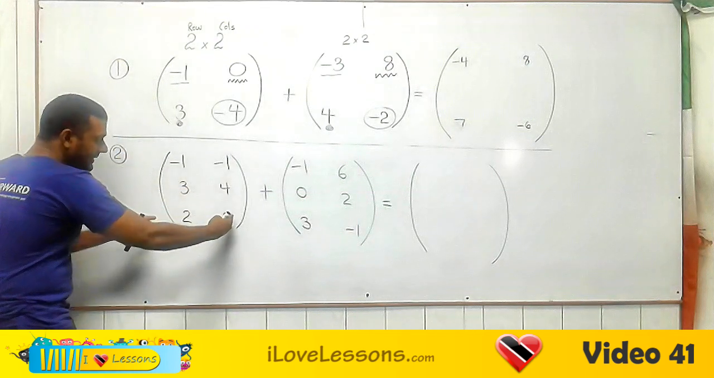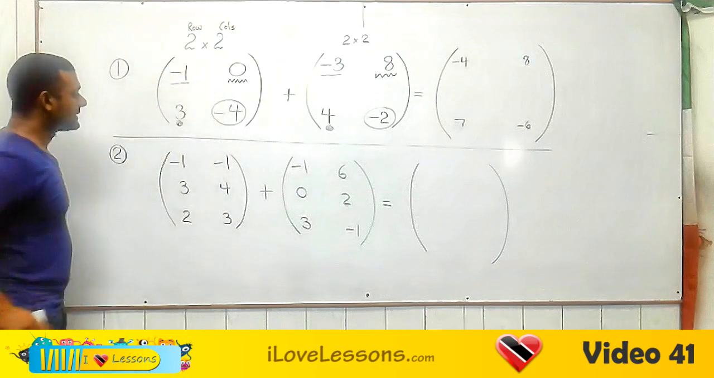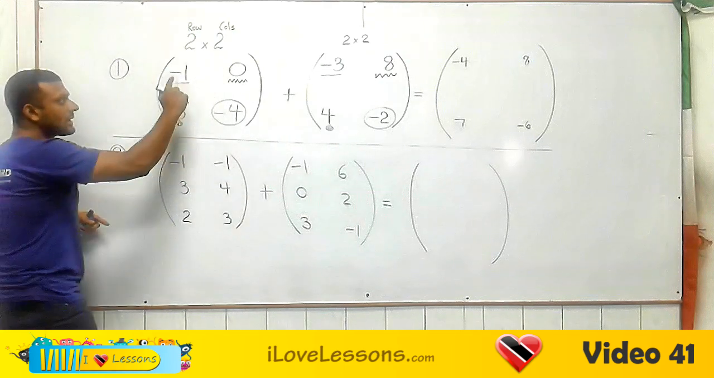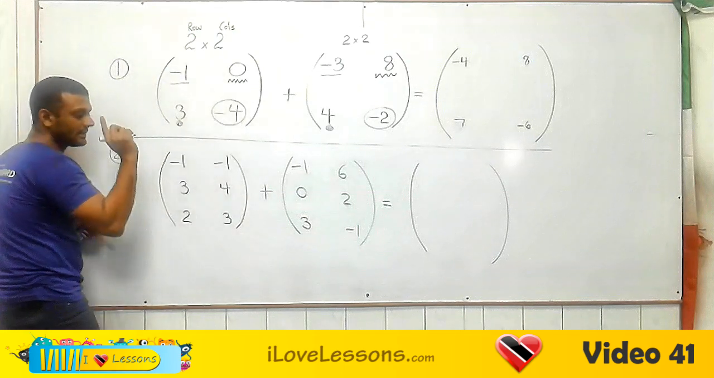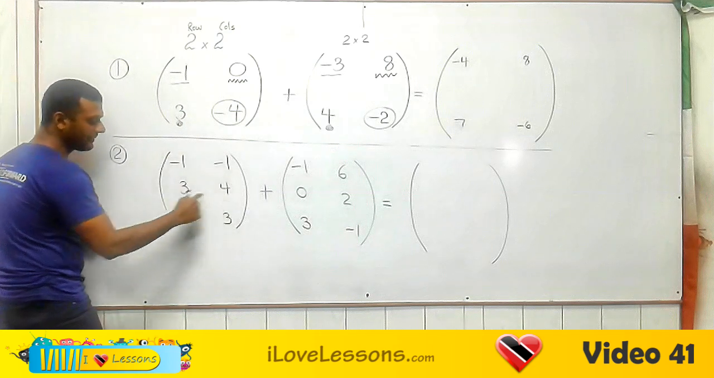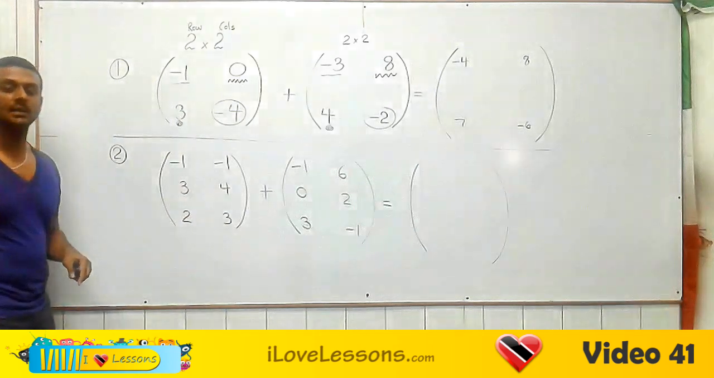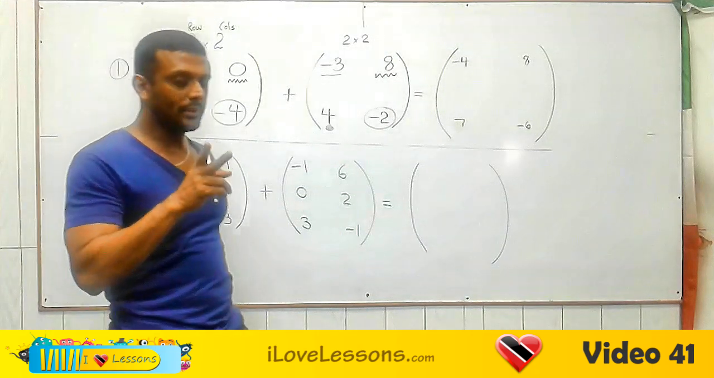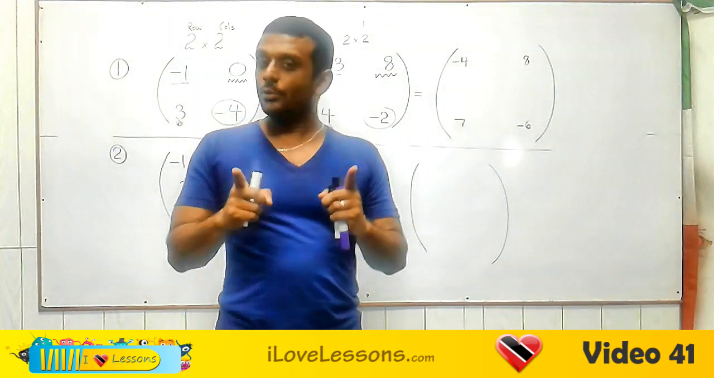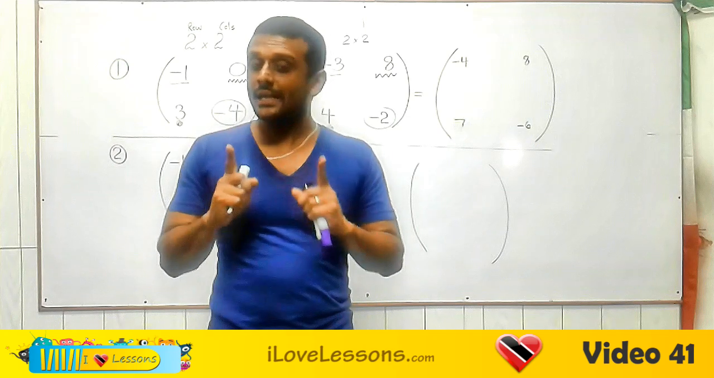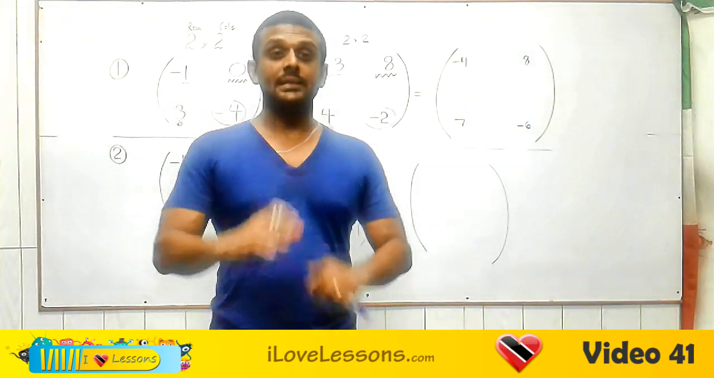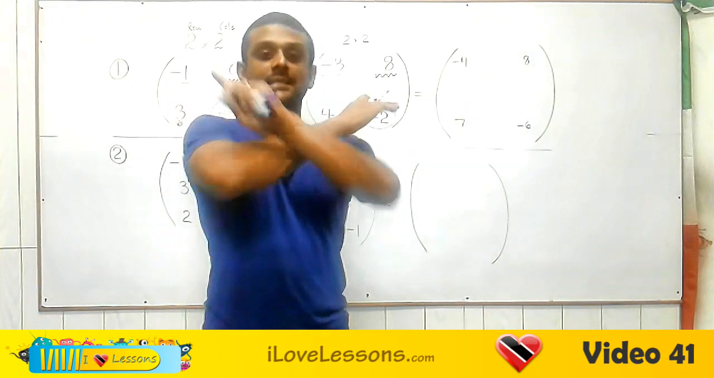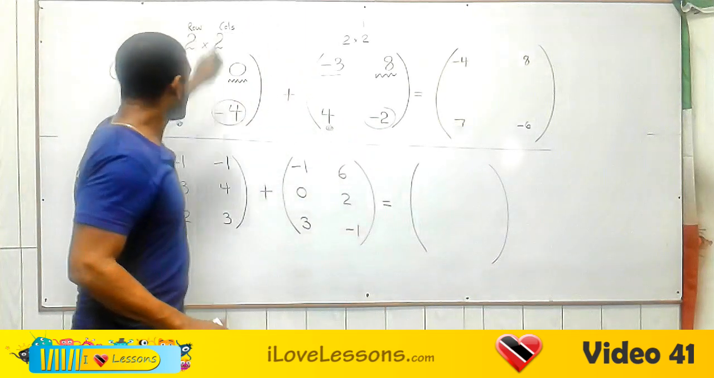You notice this matrix looks a little bit different from this one. It has more numbers. This one had 1, 2, 3, 4 numbers, but this one has 1, 2, 3, 4, 5, 6 numbers. Now, if we have to add two matrices, the two matrices must be the same exact size. They cannot be similar, they have to be exactly the same regarding the size.